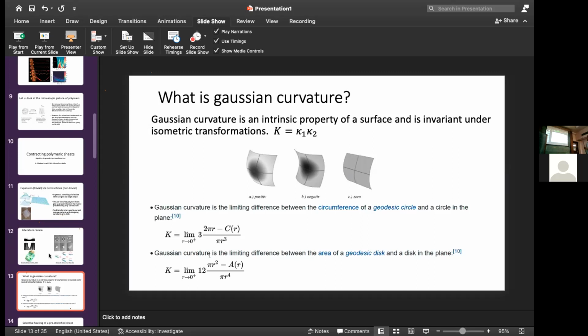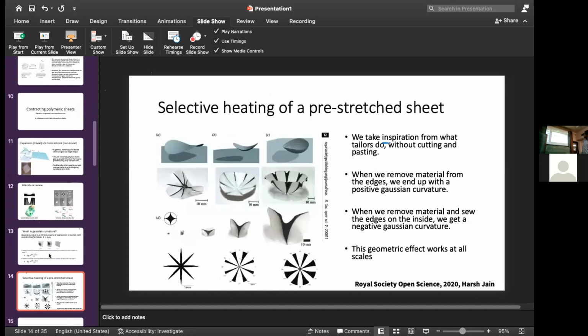By using contractions. If I keep the inner portion intact and shrink only the outer region, I will get a positive curvature. And if I shrink only the middle region and keep the outer region intact, I will get a negative curvature. So that's what we did. We actually measured how much region we want to contract.